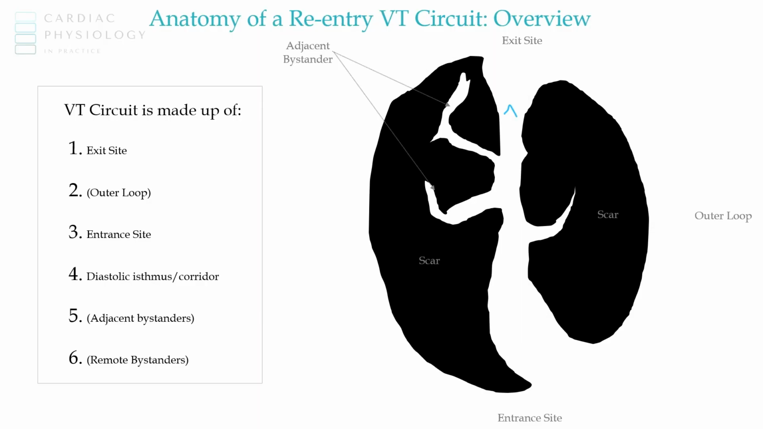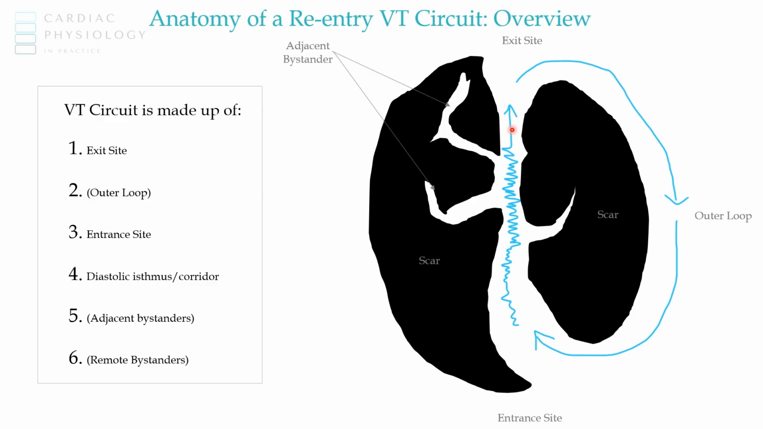The terms that I'm going to go through today for VT reentrant sites are an exit site. So let's imagine we have a VT circuit here. We have some depolarization rotating around an island of scar, and then that enters what's called an entrance site. This is an entrance site because it's where depolarization enters this scar tissue, and then it travels in a constrained diastolic isthmus. So this is called a diastolic isthmus.